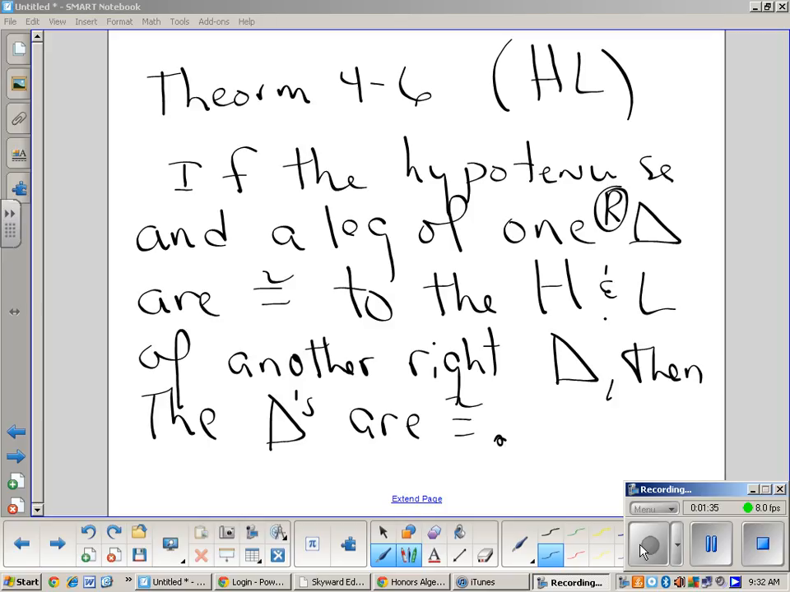If the hypotenuse and the leg of one right triangle are congruent to the hypotenuse and leg of another right triangle, then the triangles are congruent. So, it's common sense once it's written down, but if we have two right triangles and the hypotenuse and one of the legs are congruent, then the two triangles are congruent. From there, we could apply CPCTC.